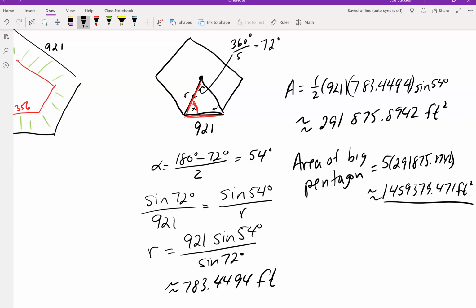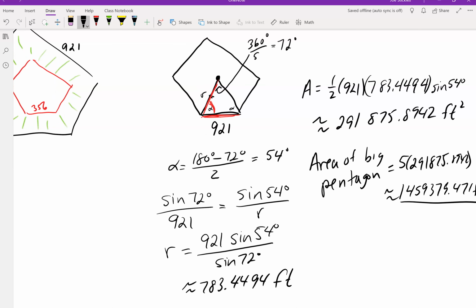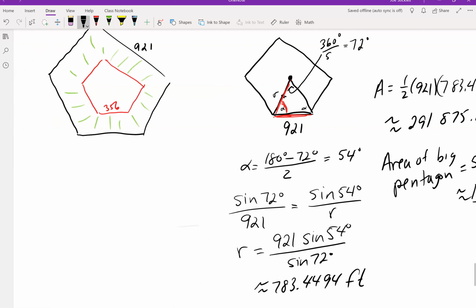Okay. We need to subtract out the area of the little Pentagon. Remember, we're going for the area of the roof, or area of the floor. It doesn't matter. It should be the same, roughly, if you don't account for the walls. We found the big area. We still need to find the small area and subtract.